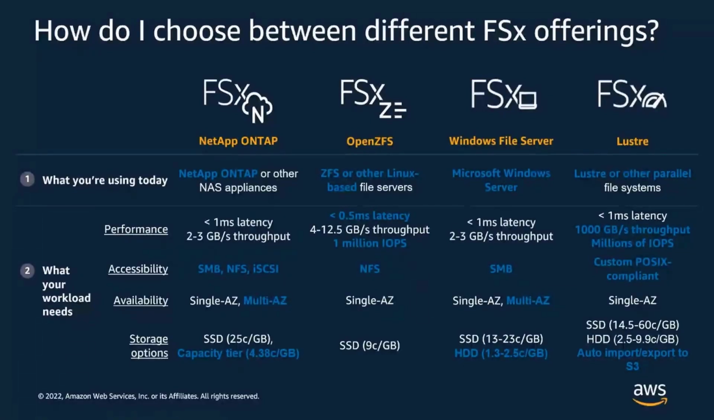And then FSx for Windows File Server offers an HDD offering, or hard disk powered deployment, in the range of 1.3 to 2.5 cents per gigabyte, depending on whether it's a single-AZ or multi-AZ deployment. And then FSx for Lustre offers a unique capability to auto import and export data from S3, enabling you to use FSx for Lustre as a fast file cache layer in front of long-lived cold data that you store in S3 storage.